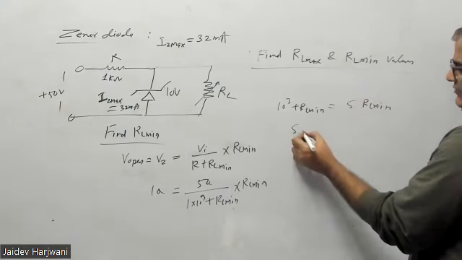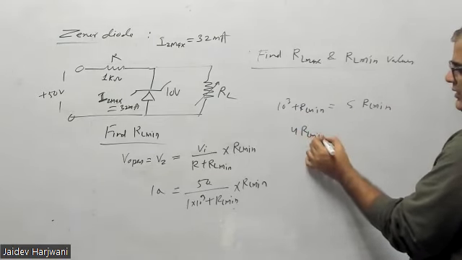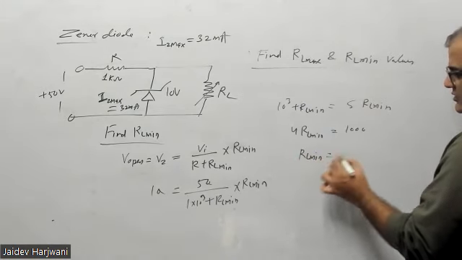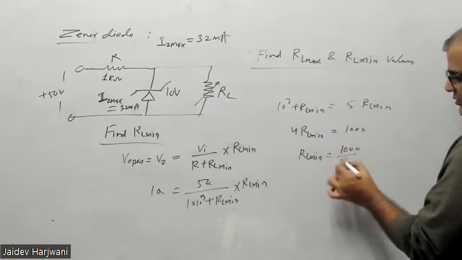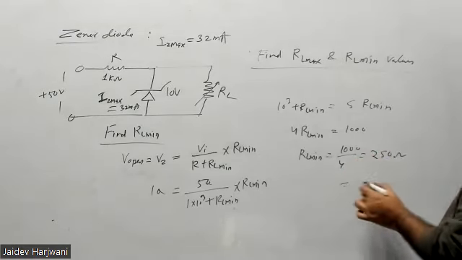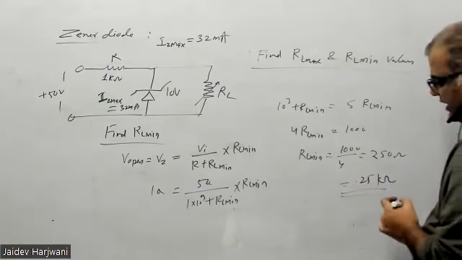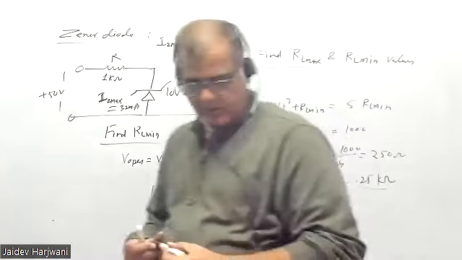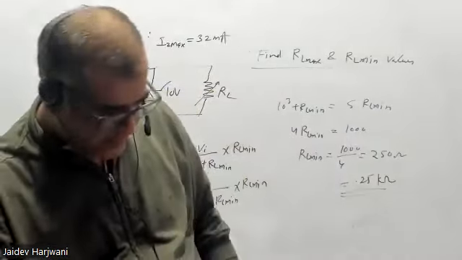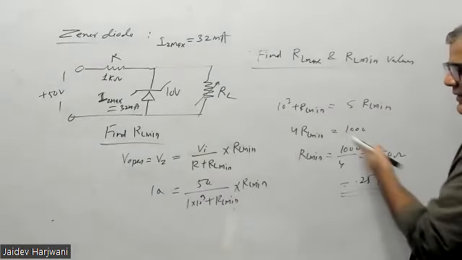So 5 minus 1, 4 RL minimum equal to 1000 ohm. RL minimum equals 1000 upon 4, that is 250 ohm, or 0.25 kilo ohm. 250 ohm RL minimum, RL maximum is 1.25 kilo ohm. So at least RL minimum is very easy.